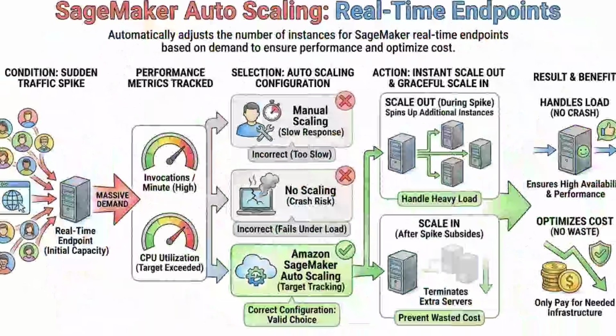To guarantee that your real-time endpoints can easily handle sudden, massive spikes in consumer demand without crashing, you must configure automated scaling rules using Amazon SageMaker Auto-Scaling. Auto-scaling constantly tracks performance metrics like the total number of invocations per minute or the target utilization of your underlying CPU cores. If a major marketing campaign suddenly floods your website with traffic, auto-scaling will instantly spin up additional instances to share the heavy load. Conversely, when the traffic spike subsides, the system will gracefully terminate the extra servers to prevent you from wasting money on unneeded infrastructure, a classic cloud optimization practice heavily tested on the exam.